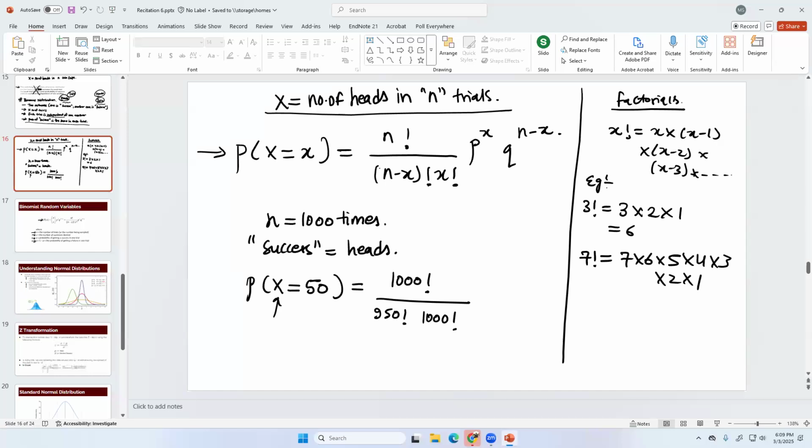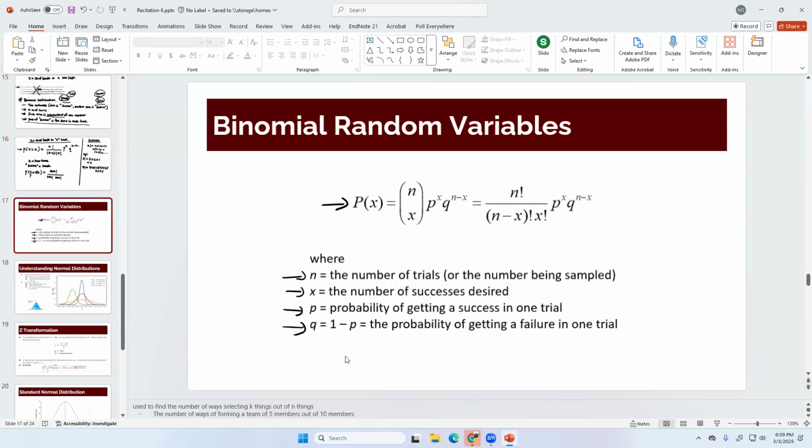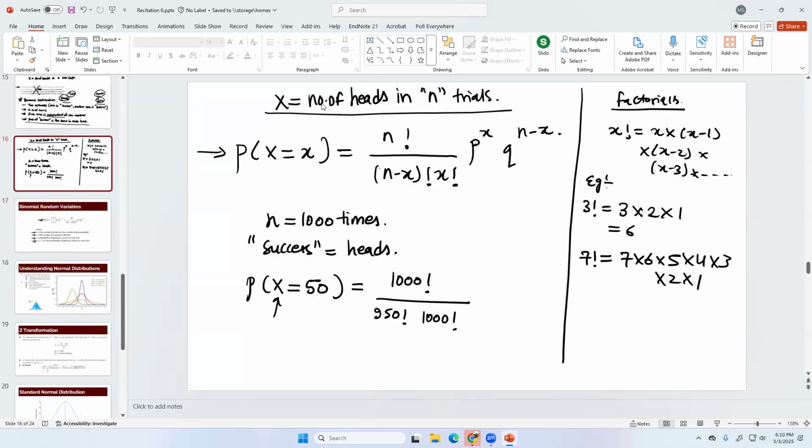What is p here? Probability of getting a success in one trial, right? So in the context of this experiment, it will be 1/2, because success is getting heads, and the probability of getting heads in a single trial is 1/2, and it does not change. So it's 1/2 raised to the power of x. x is 50.